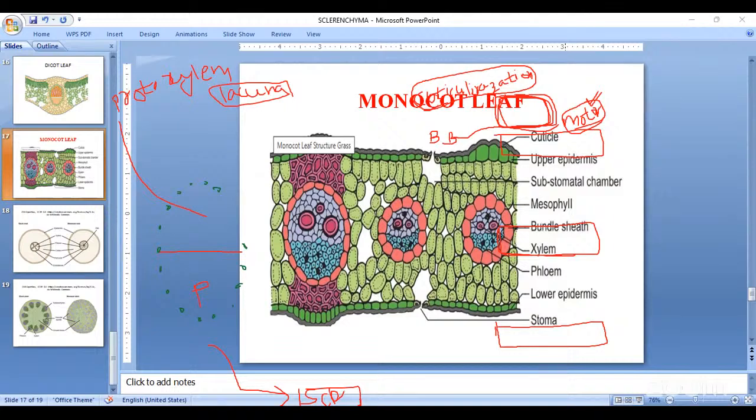Right, next one, root. Root internal structure, next stem internal structure.